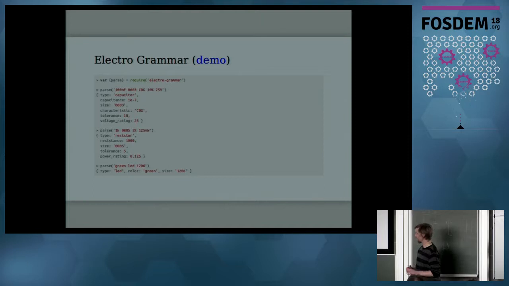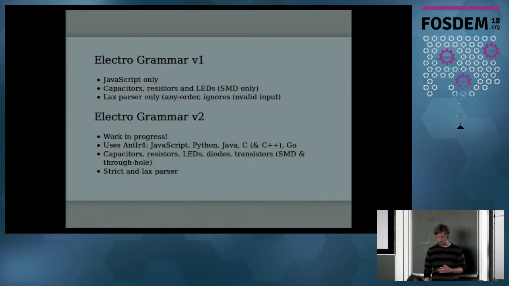So that means that it gives you a very quick way of defining components. Right now, this first version was JavaScript only, and it does capacitors, resistors, and LEDs, the surface mount versions. It's a lax parser, so you can put things in any order. It understands what you mean, and it ignores invalid input. So it's useful for search applications, really, where you might say capacitor, for my PCB design, 1 microfarad, and it will understand capacitor 1 microfarad and take that and ignore the rest.